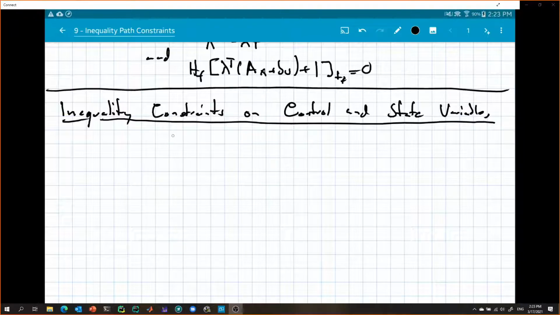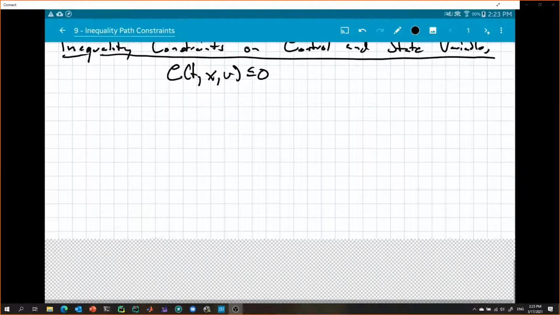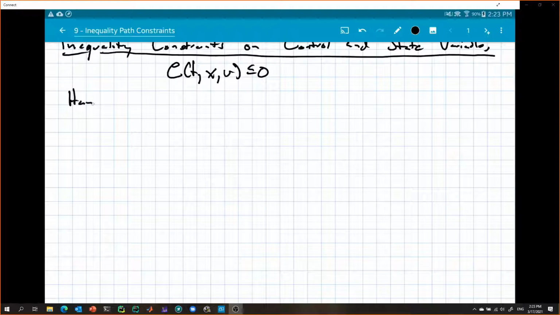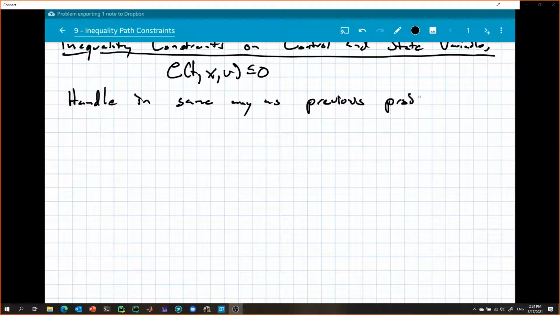Okay, so it should look nearly identical. One difference is we have the state vector in there too, and that's less than or equal to 0. So we handle it the same way as the previous problem, and then that's to adjoin this to the Hamiltonian.